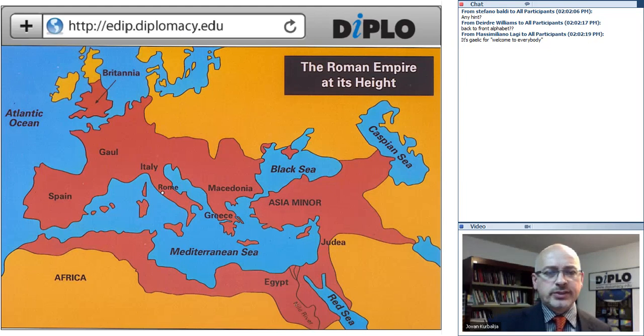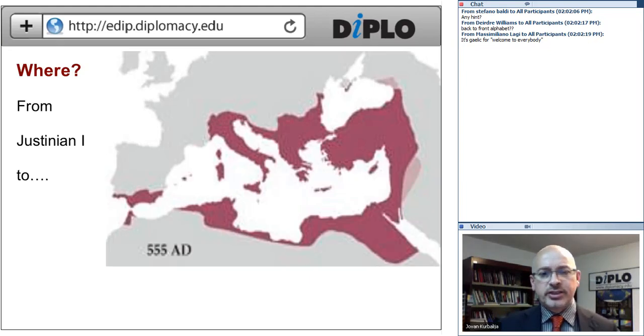As you will see, the empire started shrinking, and here is how the empire looked at the beginning of the 6th century, 555 Anno Domini, at the time of Justinian, the big ruler of the Byzantine Empire, who, among other things, made the famous Justinian Codex as the most important codification of Roman law. The Byzantine Empire had already started losing its possessions, and it was more centered around the Mediterranean Sea.